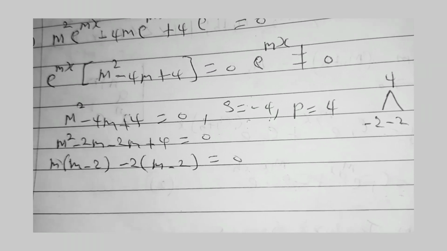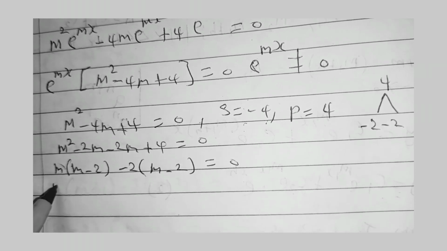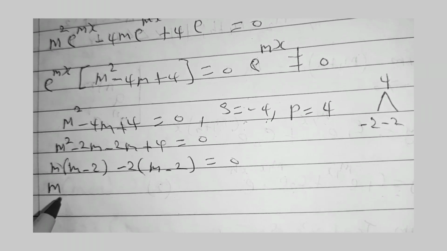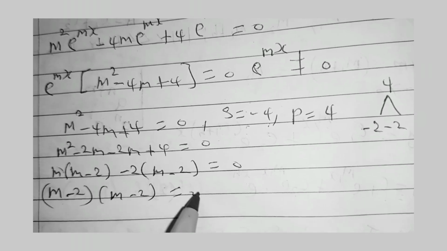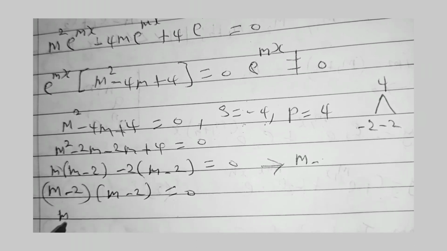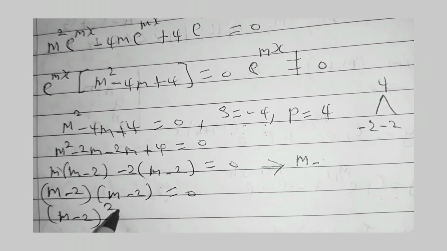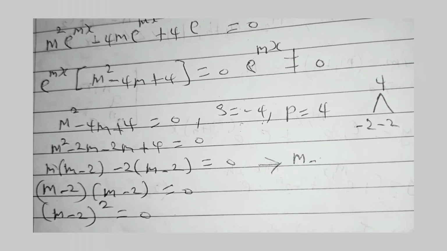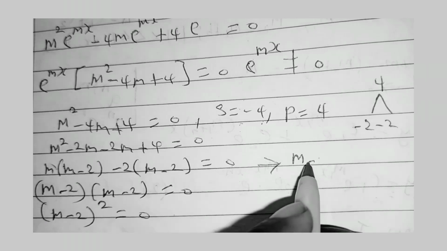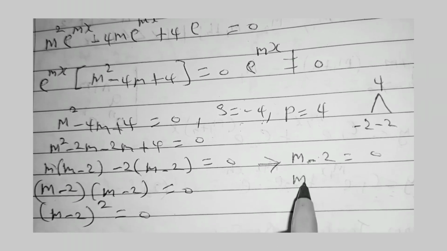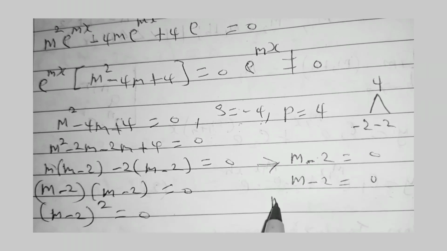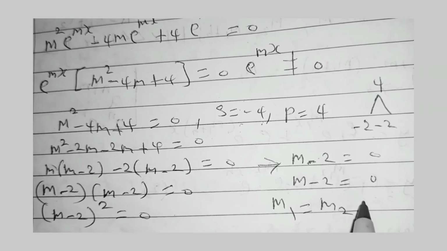So this tells you that m minus 2, bracket m minus 2, is equal to 0. Clearly, here you can write m minus 2 squared is equal to 0. Which means that m minus 2 is equal to 0, and also the other one, m minus 2 is equal to 0, meaning that m1 is equal to m2, which is equal to 2.